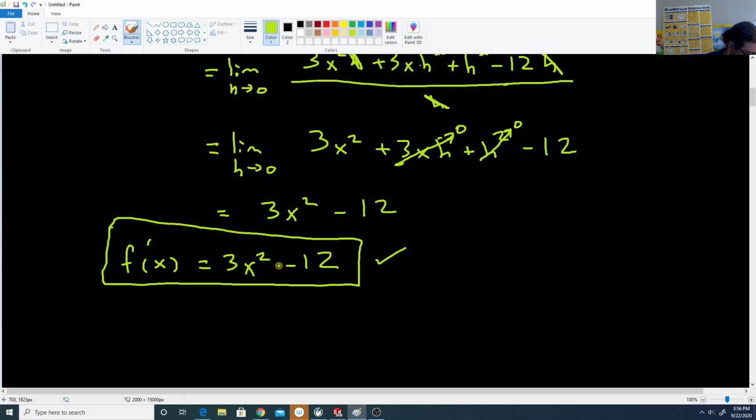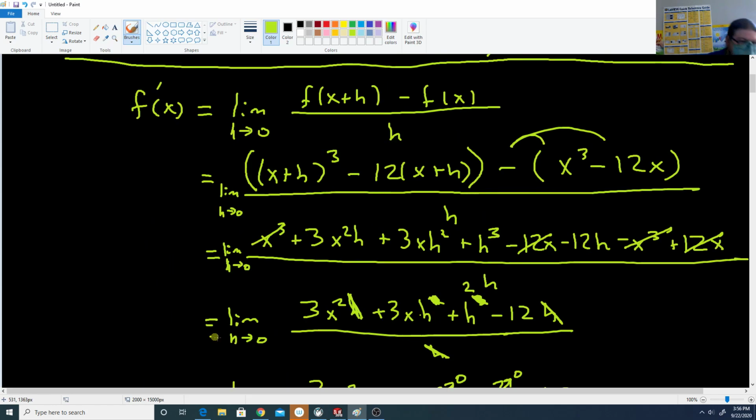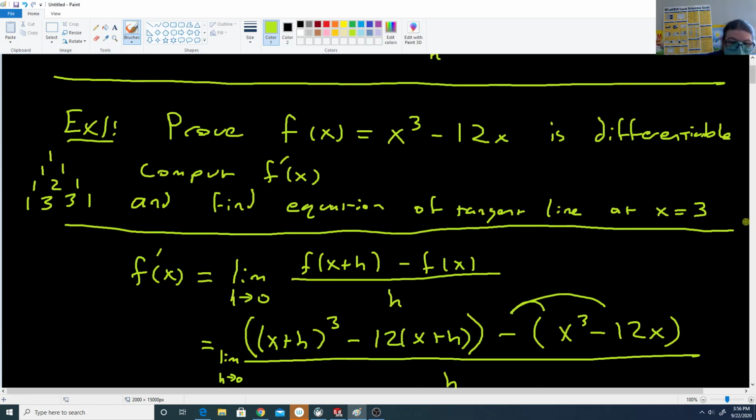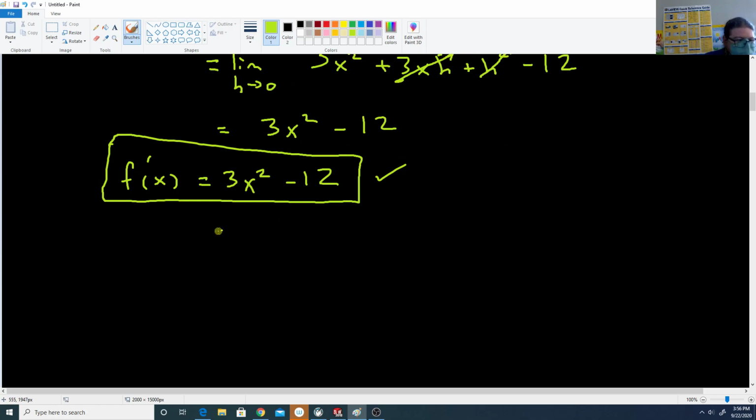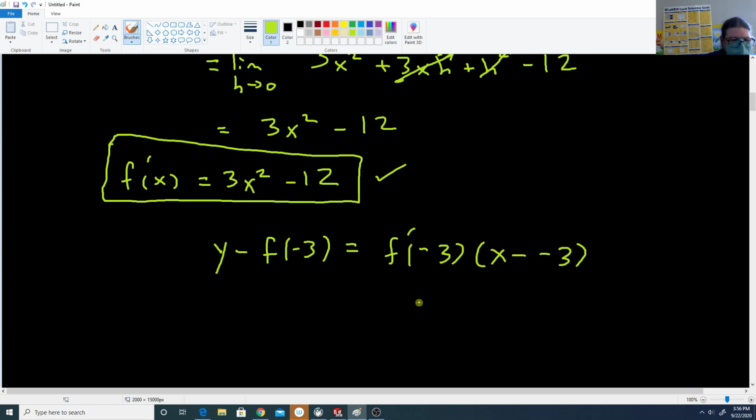And now what we need to do is find the equation of a tangent line at x equals, well, it was supposed to be negative 3. I think I wrote positive 3. So we want to find the slope of the tangent line at x equals negative 3. The tangent line equation we're going to use is y minus f of negative 3 equals f prime of negative 3 times x minus negative 3. Minus a negative is going to turn into a plus.